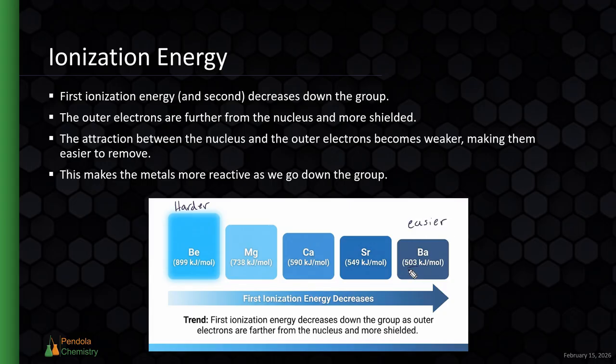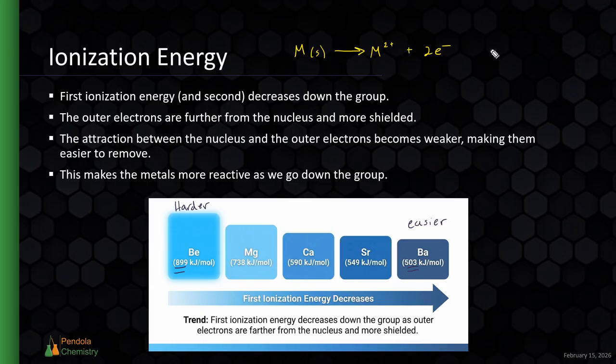Because barium's first ionization energy is only 503 kilojoules per mole. So it only takes 503 kilojoules of energy for every mole of electrons we want to remove. Whereas beryllium is 899. So it takes 899 kilojoules of energy to remove a mole of electrons. So the higher the first and second ionization energies, the harder it is to create that ion, to go from the metal solid to the metal 2+ ion, because that's usually what these are going to form.